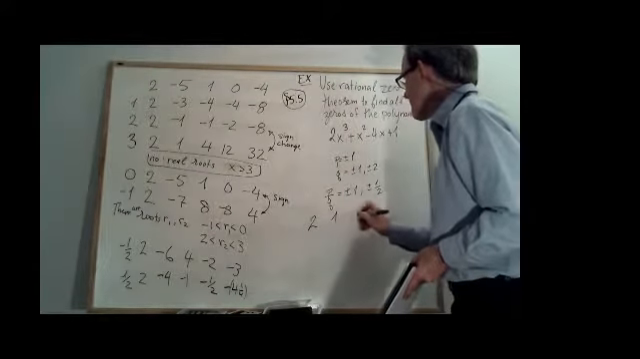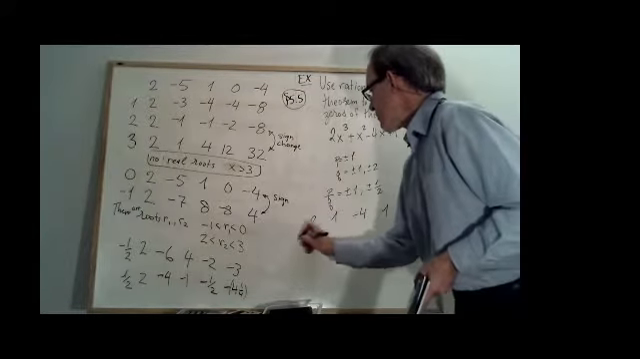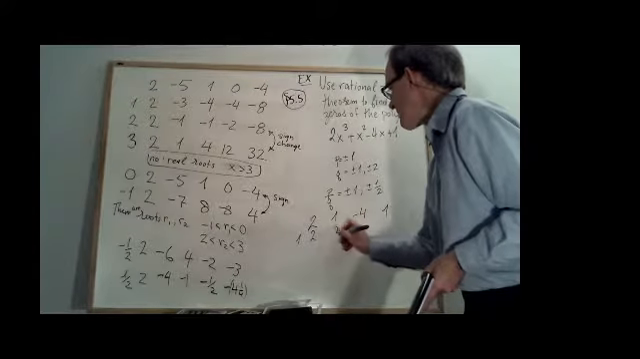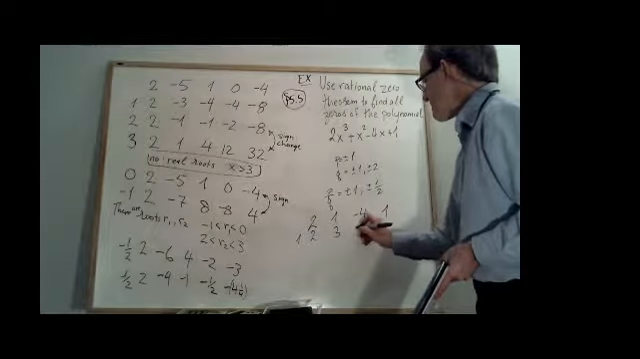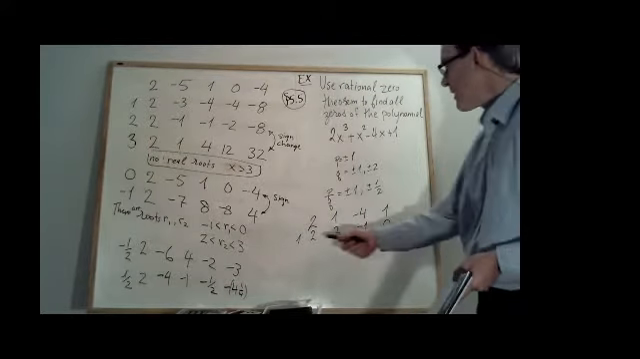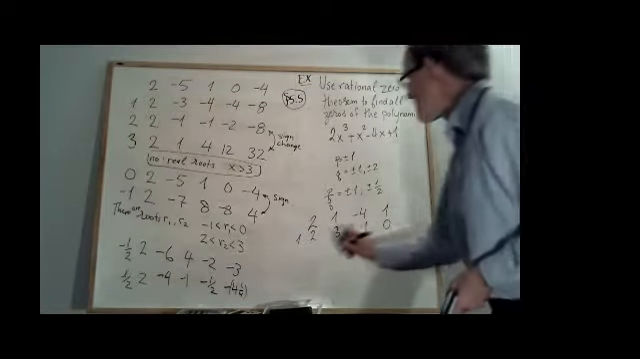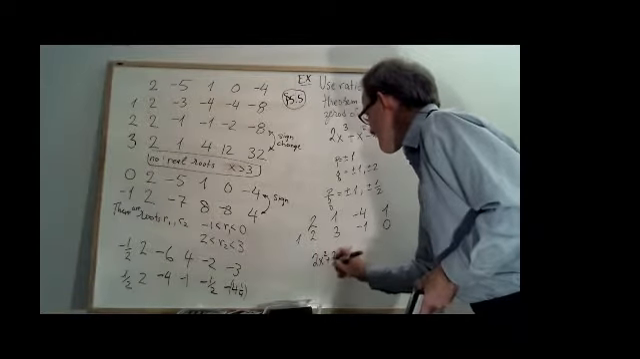2, 1, minus 4, and 1 are my coefficients. Now I look at 1, that gives me 2. 2 times 1 is 2, plus 1 is 3. 3 minus 4 is minus 1, and then I get 0 here. Okay, so already we found a rational root. And our final polynomial is 2x squared plus 3x minus 1.